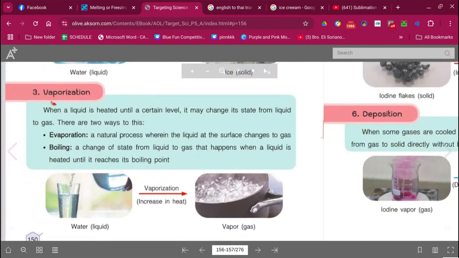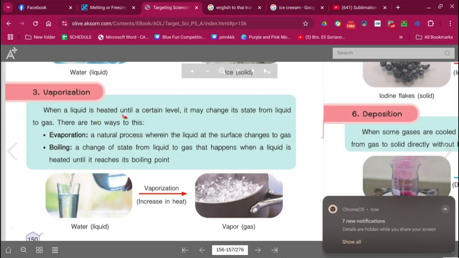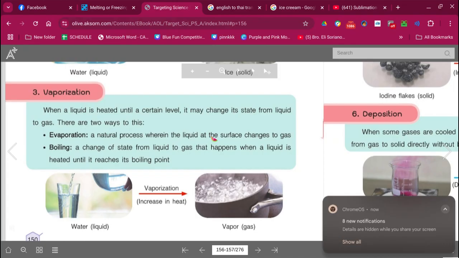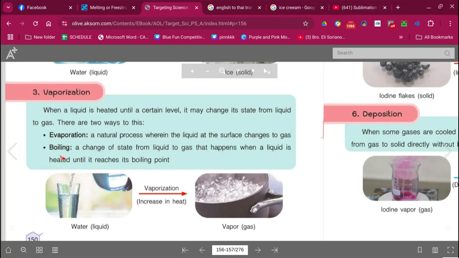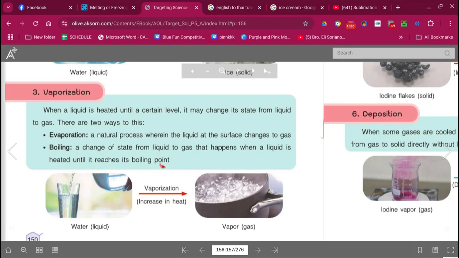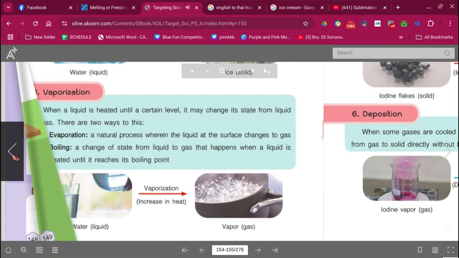So the next one is vaporization. Can you read it? When the liquid is heated until a certain level, it may change its state from liquid to gas. There are two ways to do this. Evaporation, a natural process wherein the liquid at the surface changes to gas. Boiling, a change from liquid to gas that happens when a liquid is heated until it reaches its boiling point. Okay, so vaporization. This is what happened in this picture, like here, the mother and the daughter.